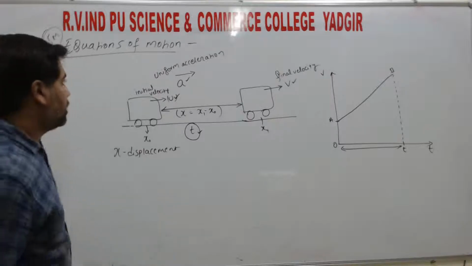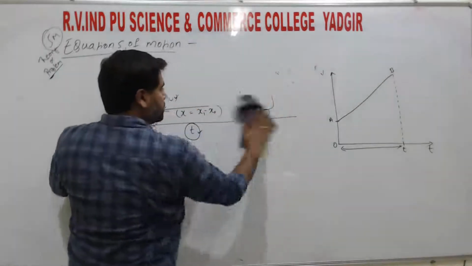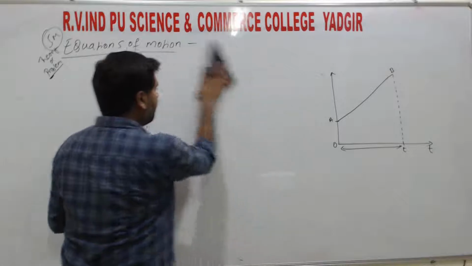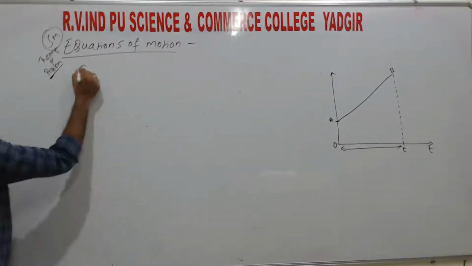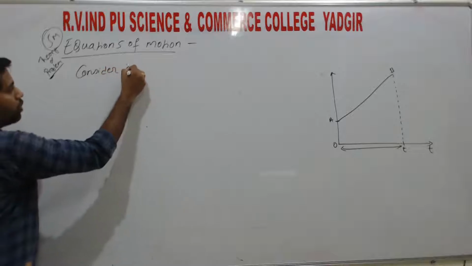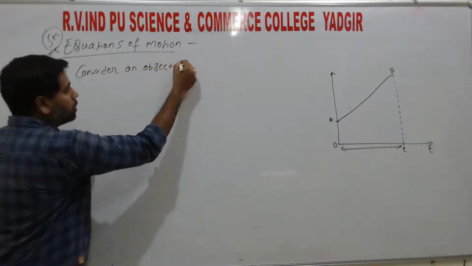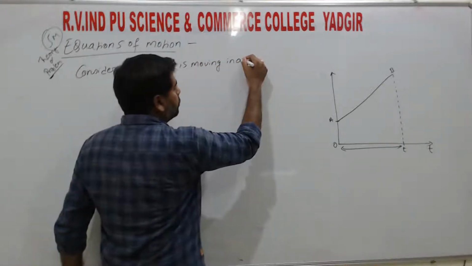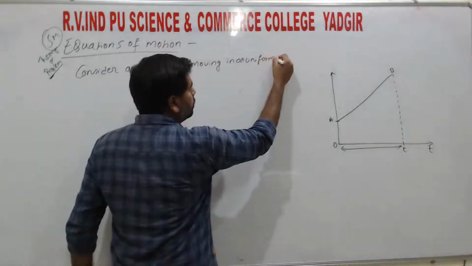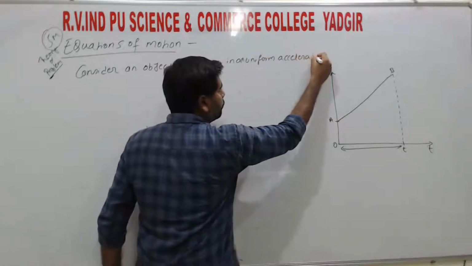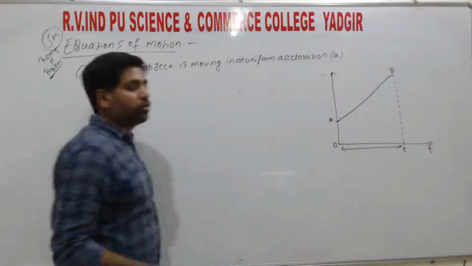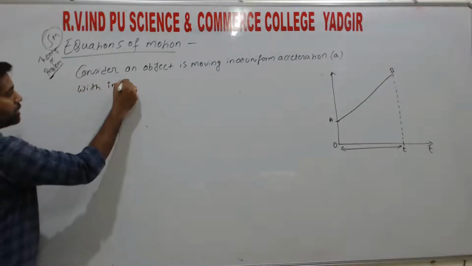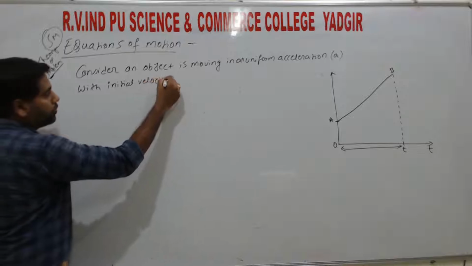Now I will write the explanation here. This is just for understanding purposes. Start from: consider an object moving in a uniform acceleration a with initial velocity u.